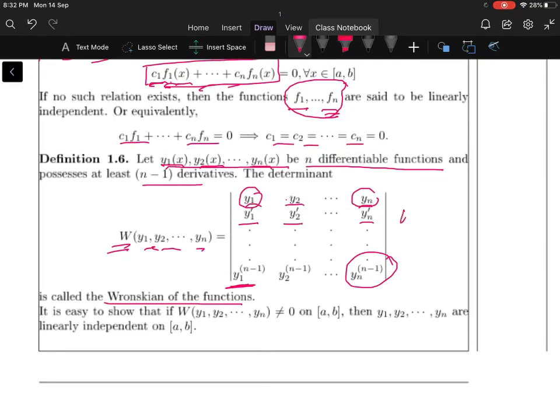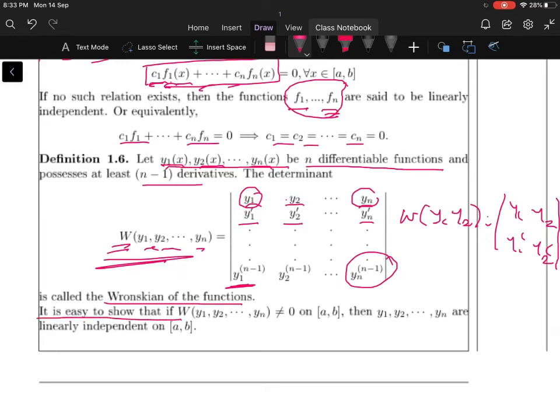Yes, I have defined the Wronskian. Suppose we take the Wronskian of only two functions, how can we define it? W of y1 comma y2 is equal to the determinant of y1, y2, y1 dash, y2 dash. So how many times should these functions be differentiable? Once is enough. If there are three functions, at least twice is enough. If I consider n functions, they should be differentiable at least n minus 1 times. Then only can you define the Wronskian of the functions.